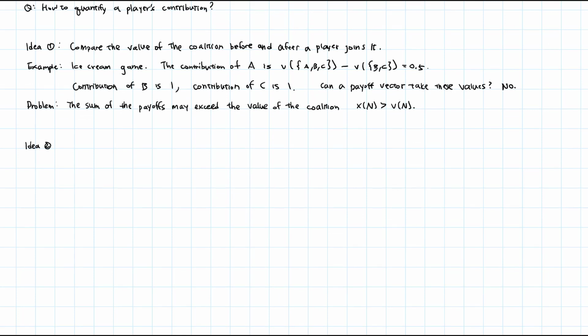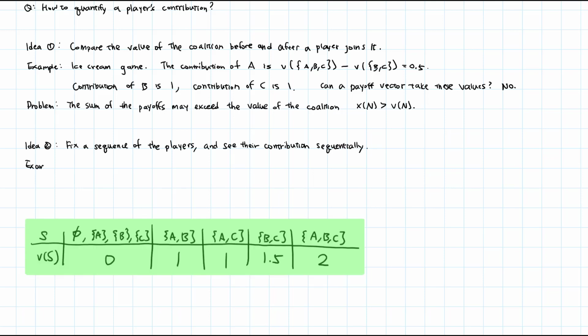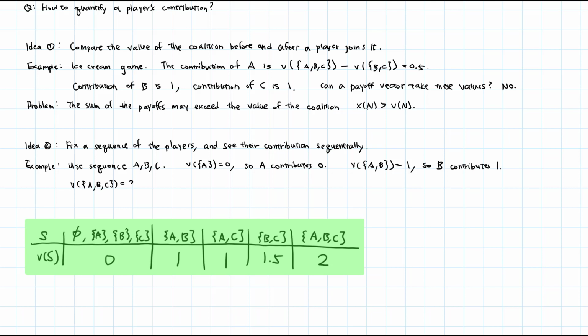So perhaps a way to get around this is to fix a sequence of the players and see their contributions sequentially. Using our example again, suppose we use the sequence A, B, and C. We start with the empty set, and when we add A to it, the value is still 0, so A contributes 0. And now when we add B to it, the value of AB is 1, so B contributes 1. And when we add C to the coalition, the value of ABC is 2, so C contributes 1.